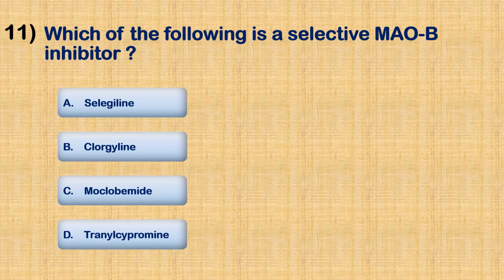MAO is a mitochondrial enzyme which is involved in the oxidative deamination of biogenic amines. So there are two isoforms, that is MAO-A and MAO-B. MAO-B is predominantly found in brain and platelet, and by inhibiting this enzyme, there is less degradation of dopamine. So the correct answer for this question is option A, selegiline. So selegiline is a MAO-B inhibitor. Another newer MAO inhibitor is rasagiline. So selegiline and rasagiline are the two MAO-B inhibitors. So here the correct answer is selegiline.